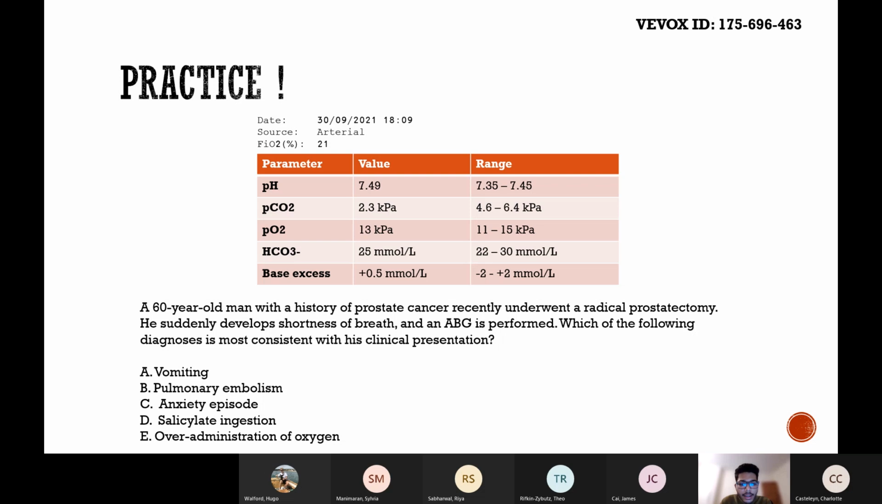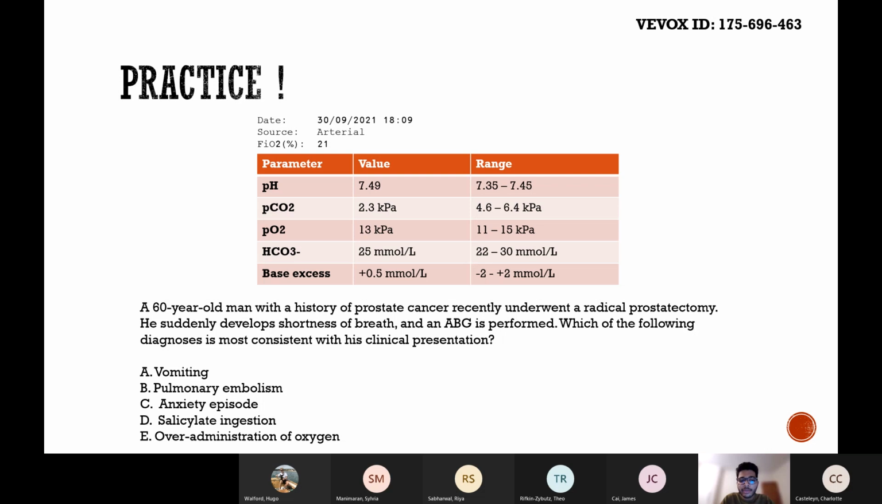Mostly, yes, good, Ria. So mostly when you practice a lot, then you'll get the answers without reading the rest of the stem. So if this was a 25-year-old man or woman with no significant medical history, who suddenly developed numbness and tingling around the lips and shortness of breath, then yes, I would say it's an anxiety episode. But this guy is a bit older. He has a history of cancer and he's recently undergone surgery. So those things are risk factors for a pulmonary embolus.